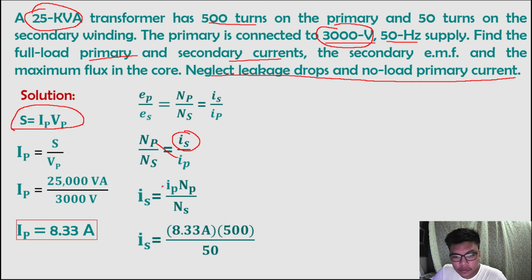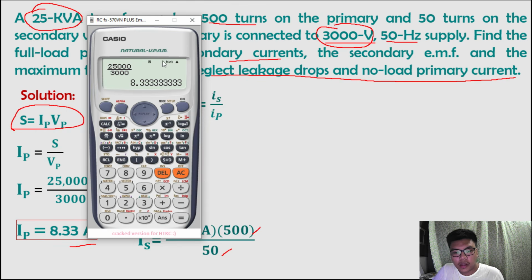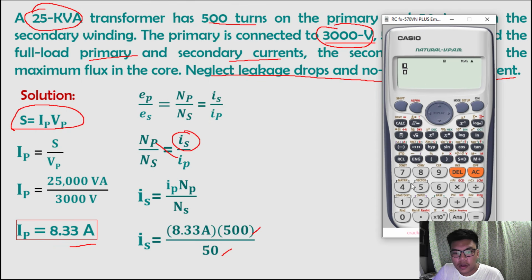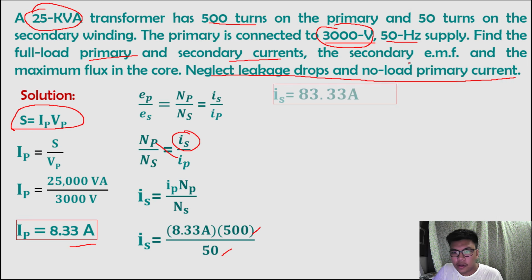Then we substitute. So yung ating I sub P, nakuha natin 8.33. Then yung primary turns 500 and secondary turns 50. So, okay, pakita natin sa calculator. So we have 8.33 times 500 all over 50. So you have 83.3. So yun, 83.33 amperes. Okay. So ano pa nawawala? Secondary current, meron na. Secondary E.M.F.